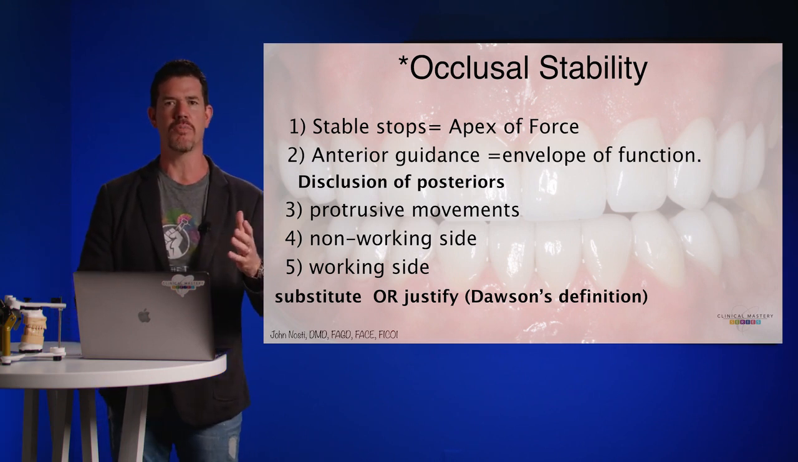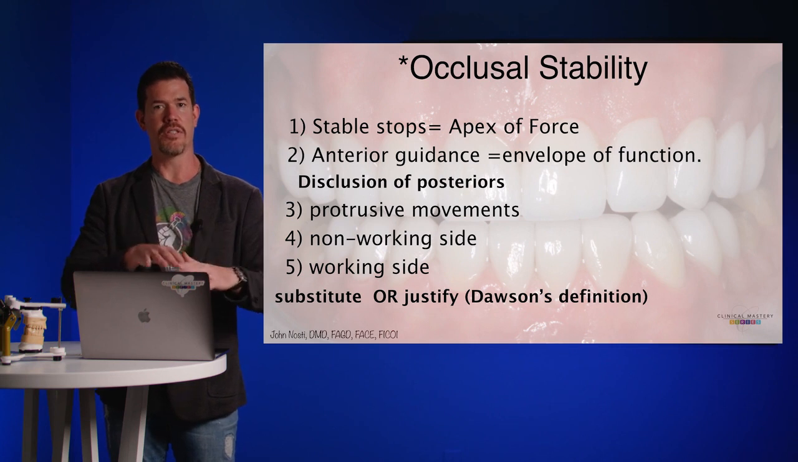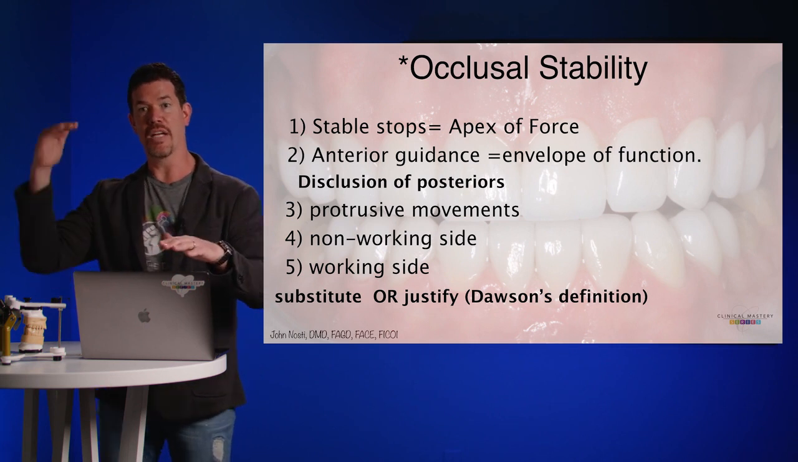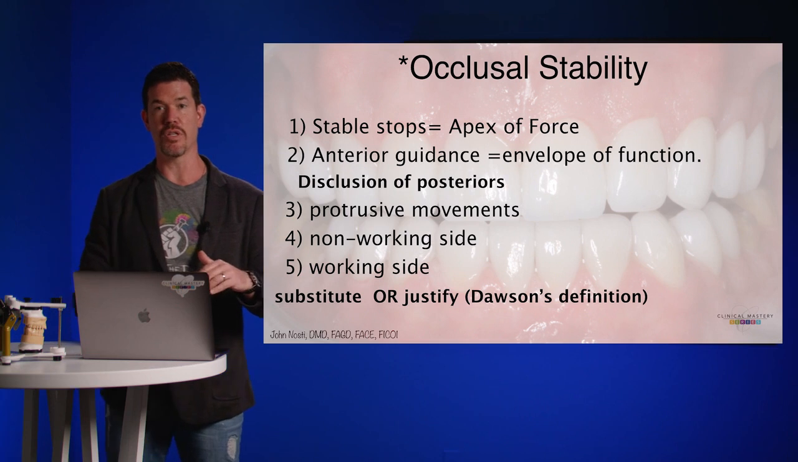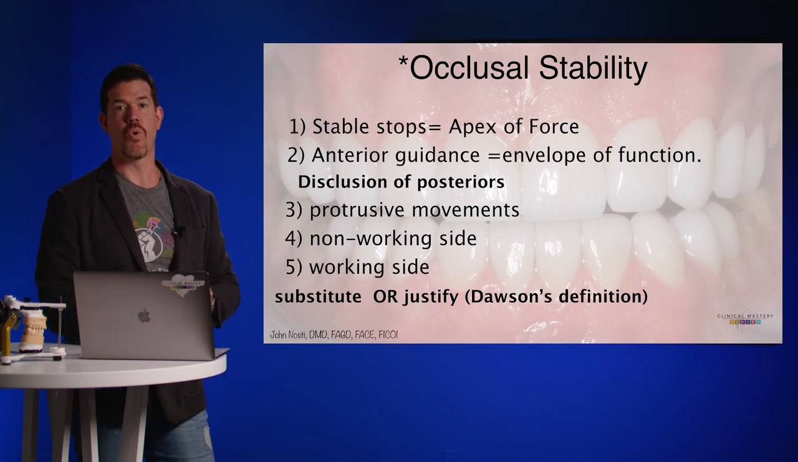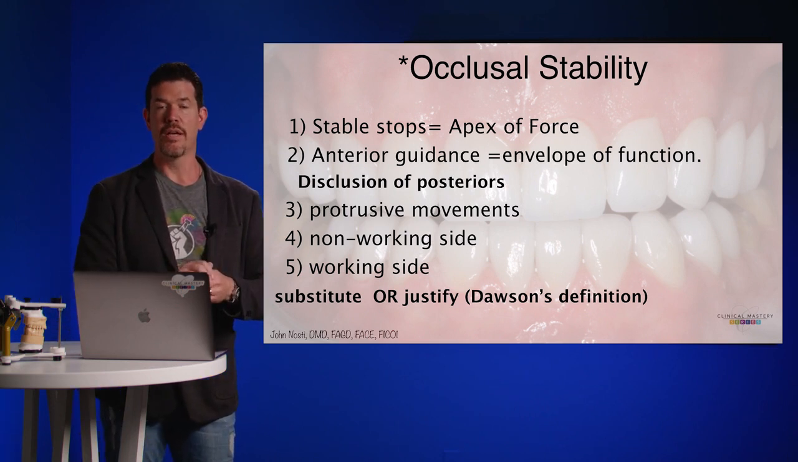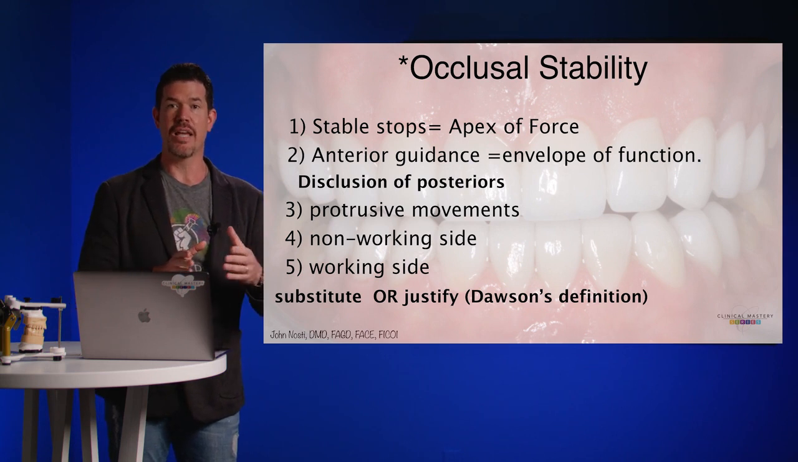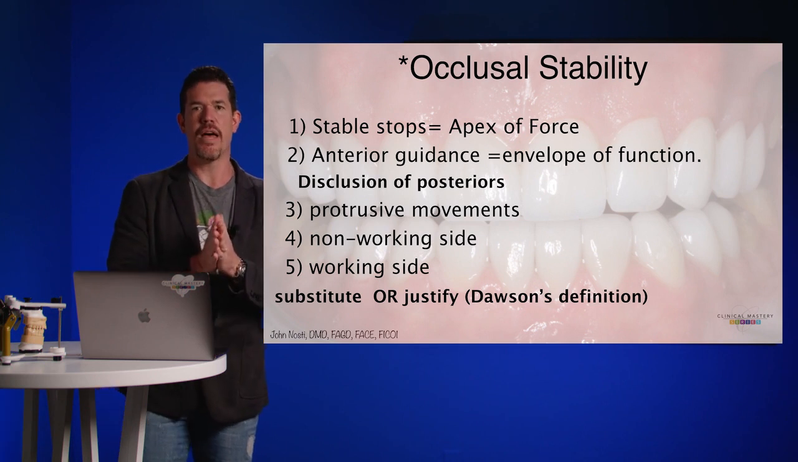Stable stops just means periodontally, the teeth aren't mobile, and we have to have the condyles in the apex of force position. The next requirement for occlusal stability said we have to have anterior guidance in harmony with the envelope of function. What does that mean? That means when you grind your jaw left, when you slide your jaw right, and you slide your jaw straight forward, only your front teeth touch. That's anterior guidance.